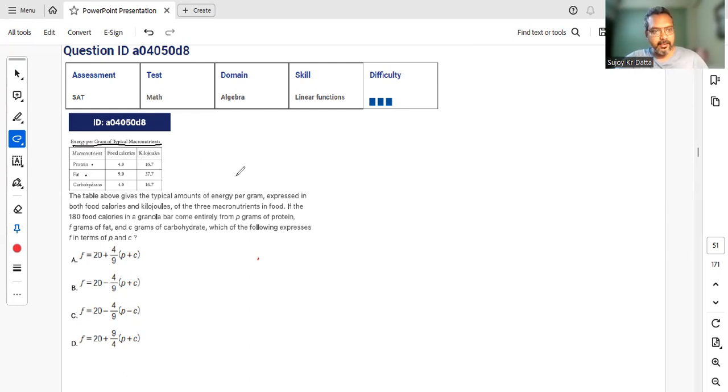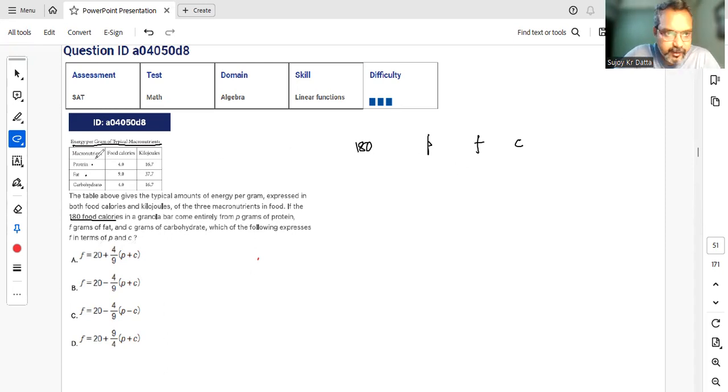Now this question is saying that if there's 180 food calories, you have got P grams of protein, F grams of fat, and C grams of carbohydrate. So that's basically what you have. Then what is the correct relation between them?